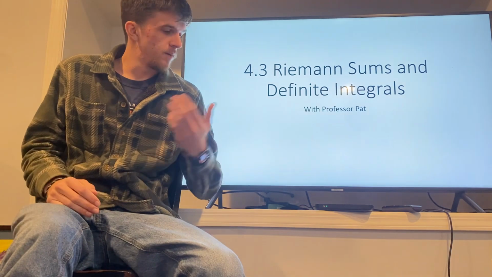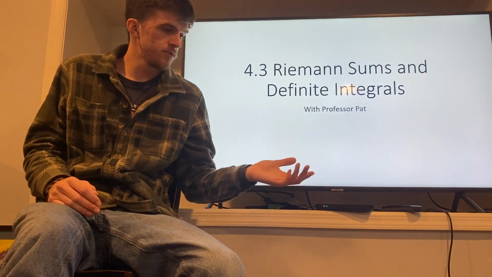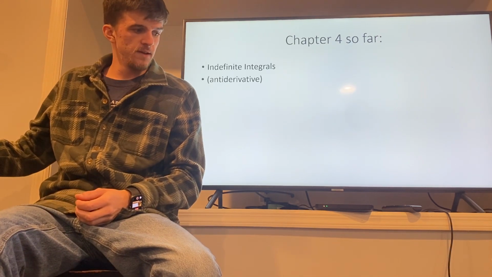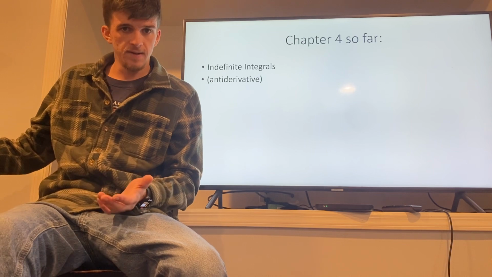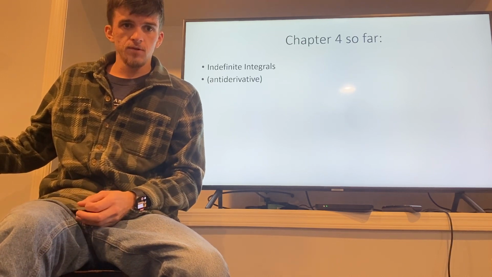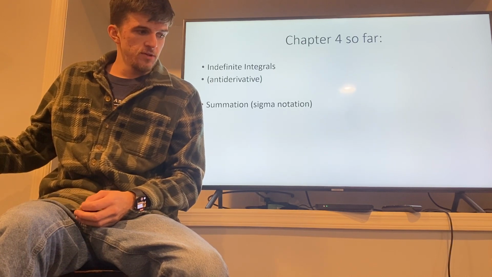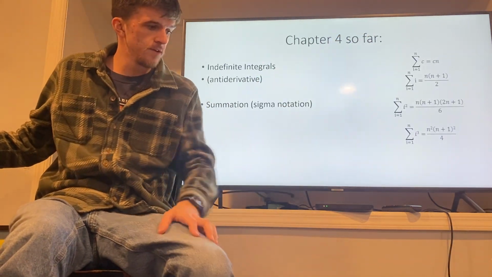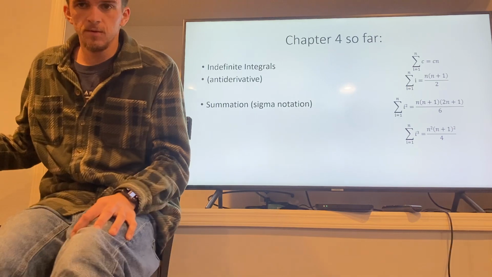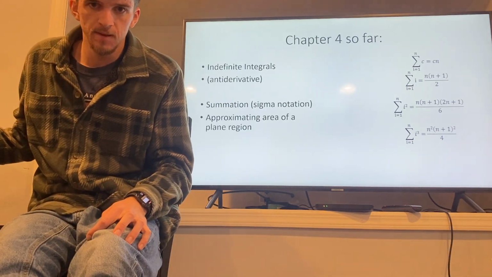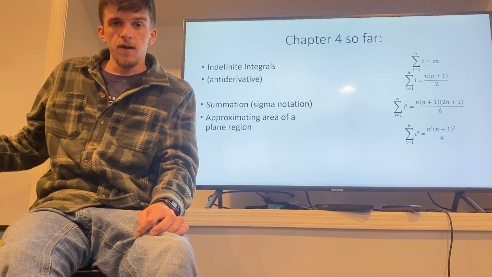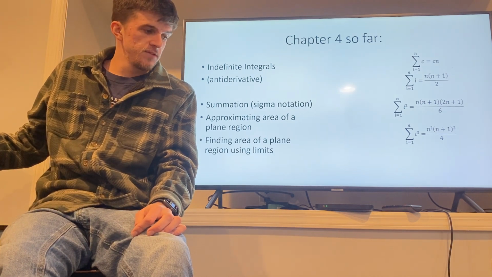Today we're going to be talking about Riemann sums, definite integrals. So let's recap what we know in chapter 4 so far. First thing was indefinite integrals, which is just your antiderivative. We also learned summation using sigma notation, just a recap of the summation rules over here. We also learned how to approximate the area of a plane region. And then we learned how to find the area of a plane region using limits.